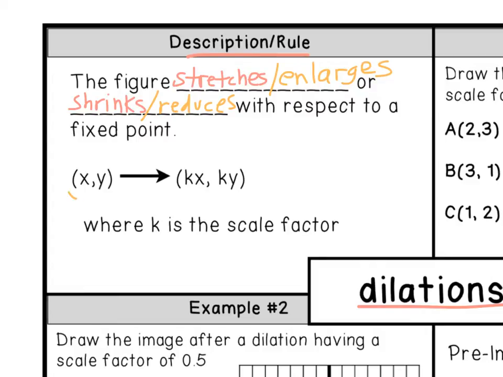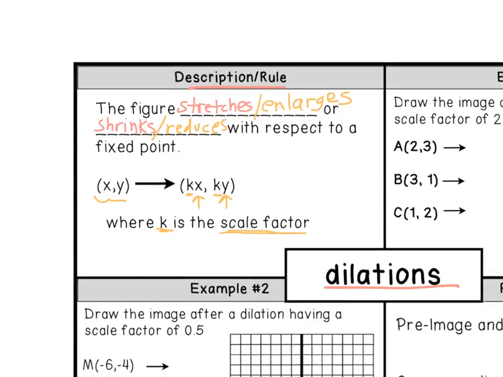So here's the rule. You take the ordered pair and you're going to multiply. See how there's two letters next to each other? That means multiplication. And that's where the k is the scale factor. So you take the scale factor and you multiply it by each ordered pair, each number in the ordered pair. Let's see how this looks.